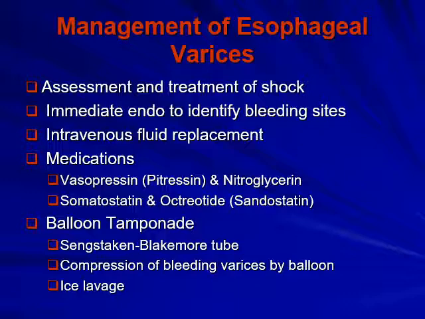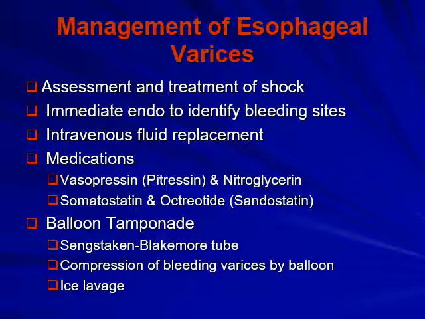Somatostatin, however, or sandostatin, is one that we use very readily because it decreases bleeding without the vasoconstriction effects of vasopressin. It's selective only to the splanchnic vasoconstriction and not vasoconstriction of other arterioles. Balloon tamponade, the Sengstaken-Blakemore tube, is an NG tube that has ports for compression of the bleeding varices by balloon.